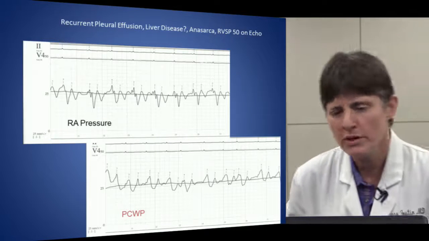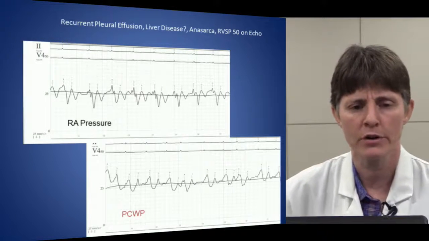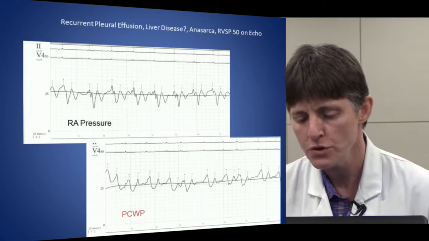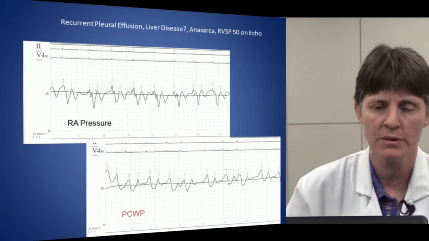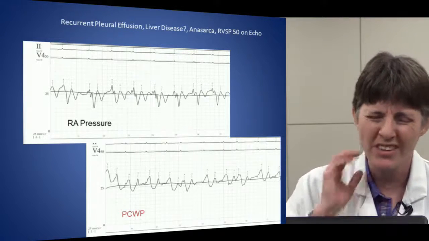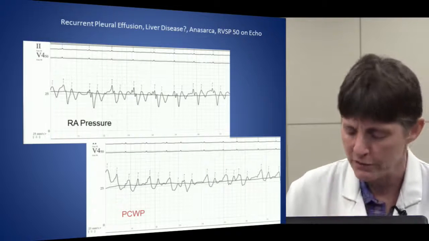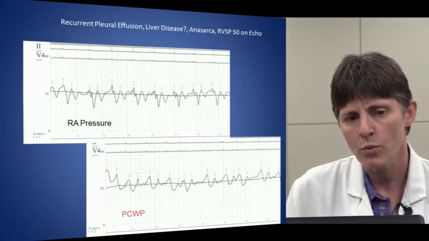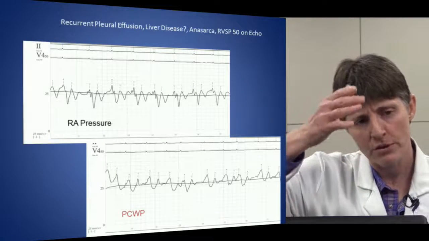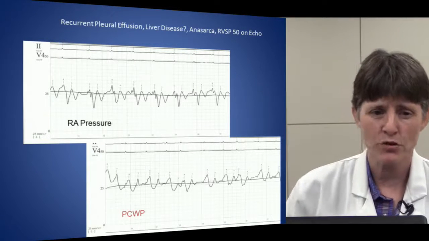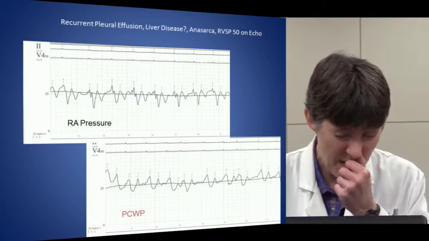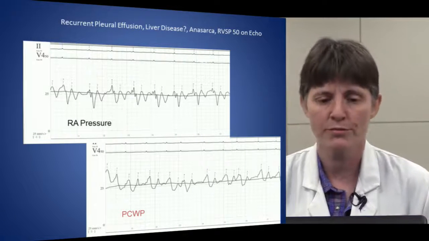This is a gentleman who was sent to me ultimately after initially presenting with pleural effusion over and over and over again, and then someone decided he had liver disease, and then he saw me and he was essentially anasarchic, so he was having lots of ascites and edema, but it wasn't clear why. We put pressure tracings in, pressure again 0 to 50, average right atrial pressure here is 25. There's not a lot of respiratory variation. This guy was very big and he was just stuffed with fluid.